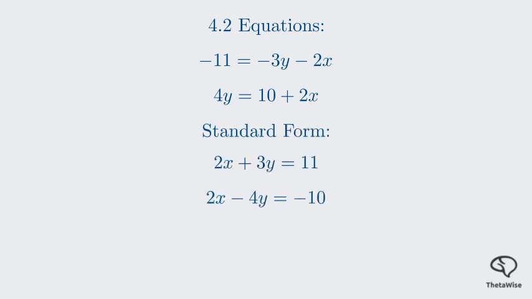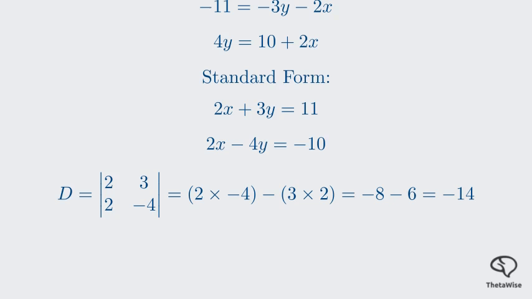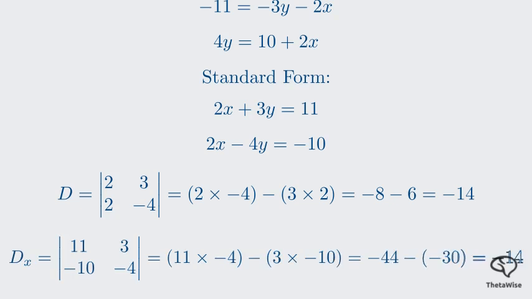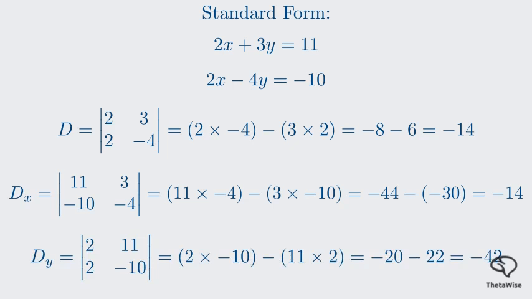Let's find the determinants. The main determinant D is 2, 3, 2, and negative 4. Its value is 2 times negative 4 minus 3 times 2, which is negative 8 minus 6, or negative 14. D sub x is 11, 3, negative 10, negative 4. Its value is 11 times negative 4 minus 3 times negative 10, which is negative 44 minus negative 30, or negative 14. D sub y is 2, 11, 2, negative 10. Its value is 2 times negative 10 minus 11 times 2, which is negative 20 minus 22, or negative 42.